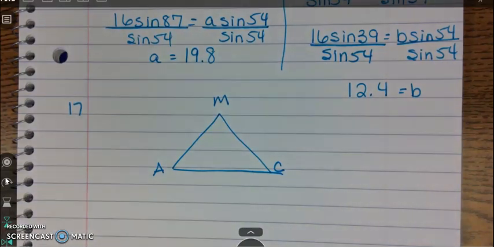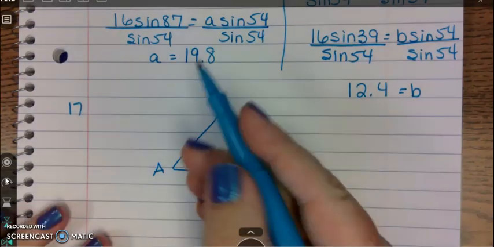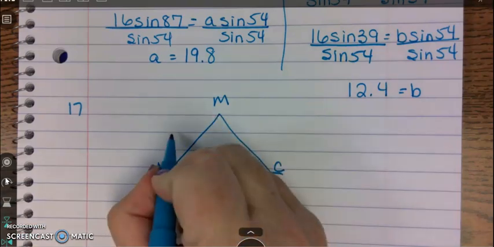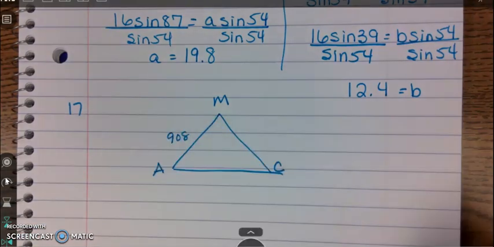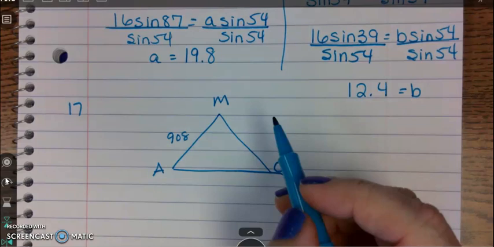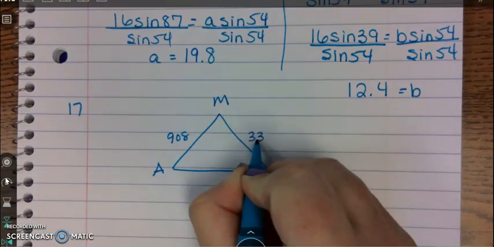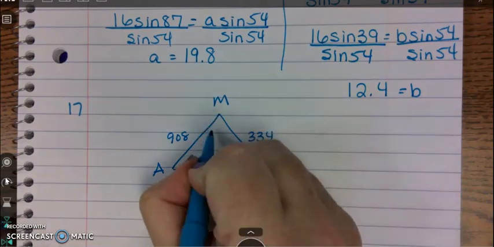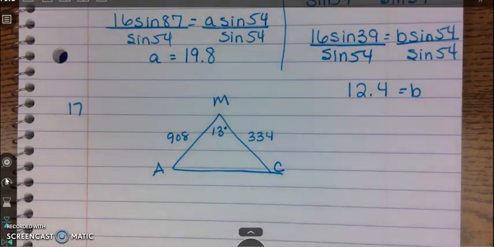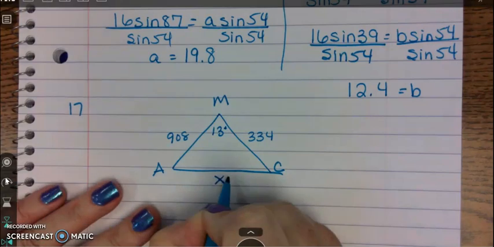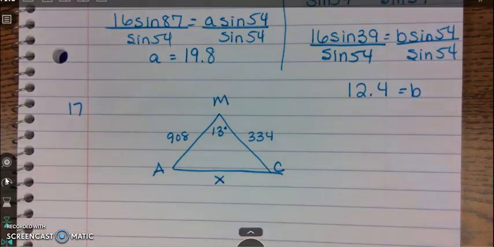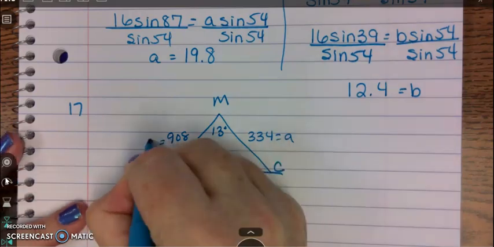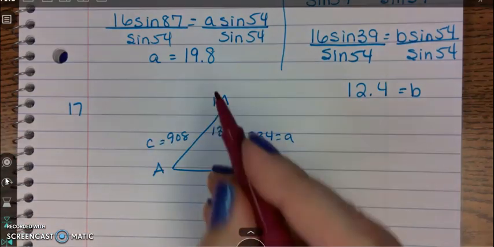Okay, so let's label first, and then I'll talk about that. So two planes are leaving, so we're both leaving here. Delta's flying 908 to Atlanta. Southwest is flying 334. The planes leave the airport at an angle of 13 degrees. How far apart are they? We've got little a here. We're going to use that. So let's just make Minneapolis big B.